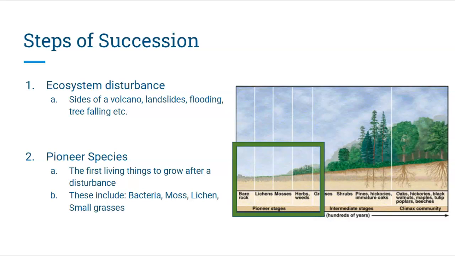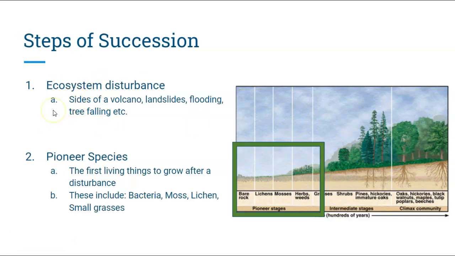So this could be like a volcano erupting, right, and that lava is going to cover an area and cool, and it's going to destroy whatever was underneath that. It could be a landslide, flooding, a tree falling, a forest fire, a hurricane. It could be anything, right? Any sort of disturbance is going to reset an ecosystem.